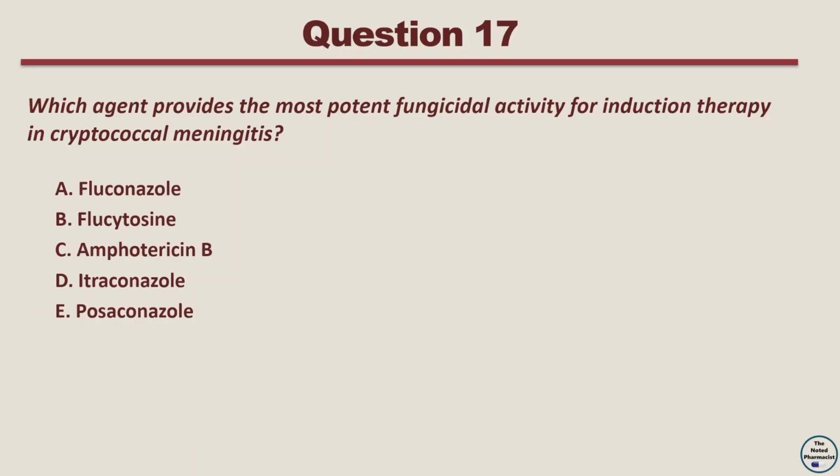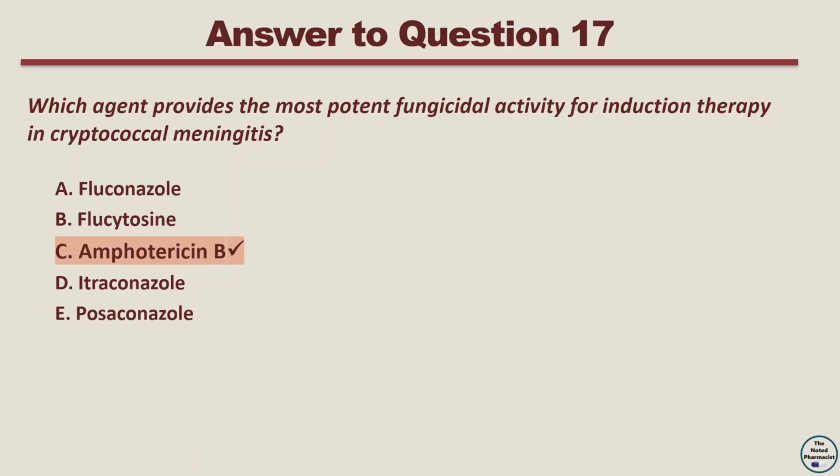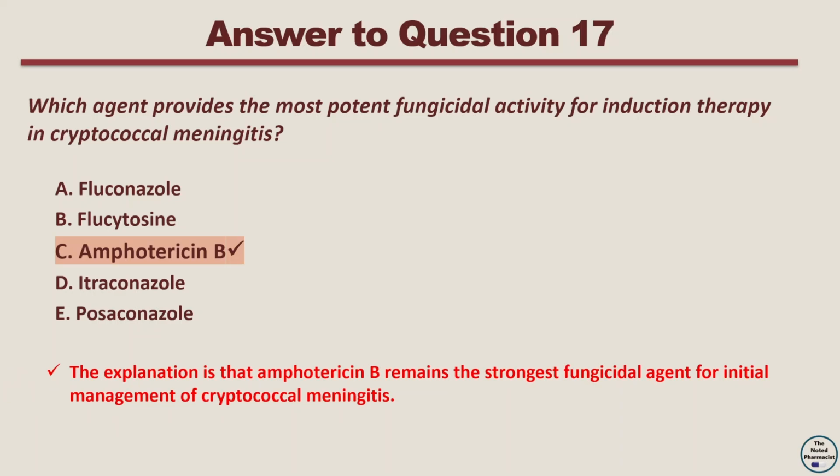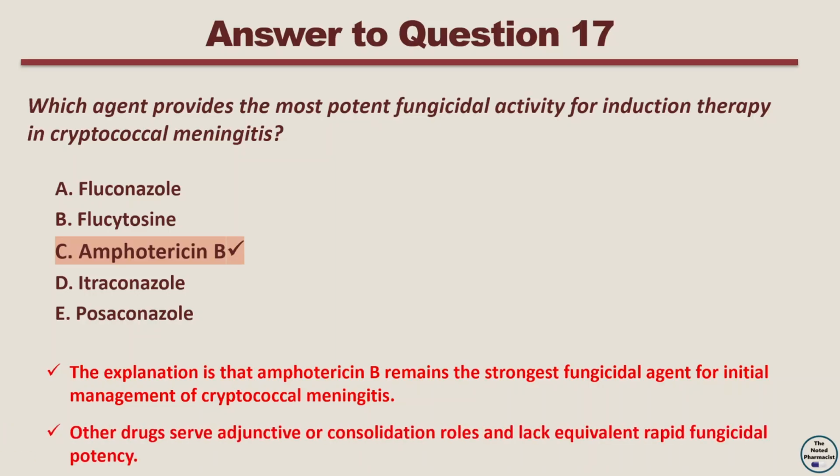The correct answer is option C, amphotericin B. The explanation is that amphotericin B remains the strongest fungicidal agent for initial management of cryptococcal meningitis. Other drugs serve adjunctive or consolidation roles and lack equivalent rapid fungicidal potency.